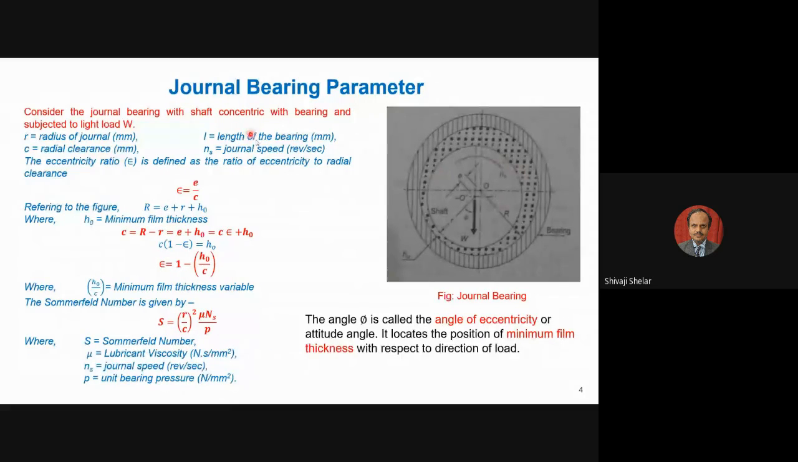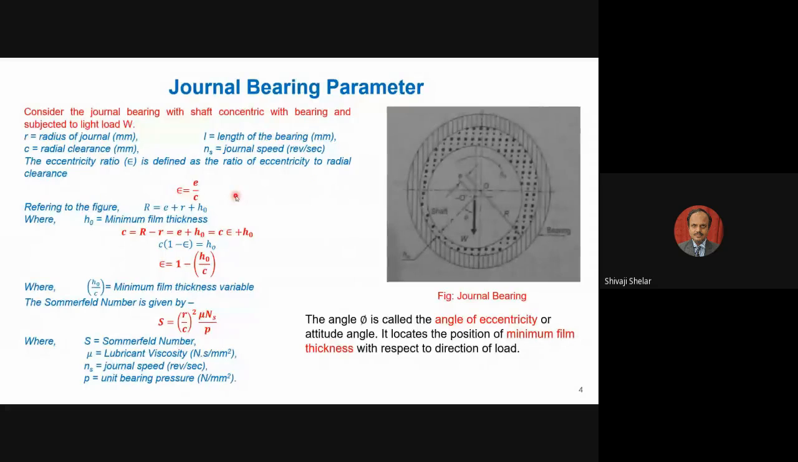Then this shaft is rotating at, say, revolutions per second or RPM. RPM can be converted into revolutions per second by dividing by 60. So let's say it is rotating at revolutions per second, say small ns or capital Ns. I am using them interchangeably. Sometimes I'll use ns, small n, or I can use capital N also. So these are the very important parameters for a shaft rotating in a journal bearing.